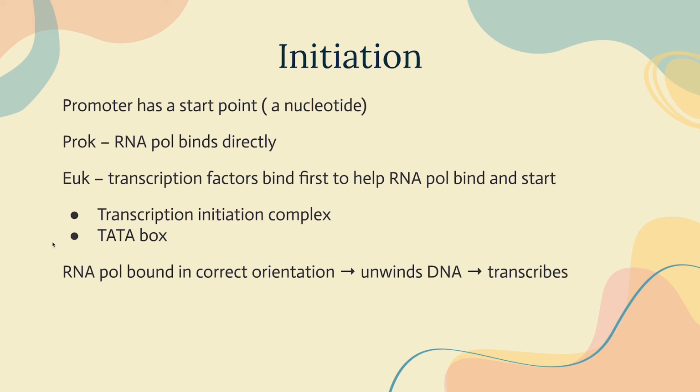Okay, so the first step is initiation. The promoter has what's called a start point, which is a nucleotide. In prokaryotes, RNA polymerase binds directly. However, in eukaryotes, it's more complicated. Transcription factors bind first, and then they help RNA polymerase bind, and then transcription starts. All of this makes a transcription initiation complex, and this happens in the TATA box, which is an area that has a bunch of T's and A's, which is why it's called the TATA box. Once the RNA polymerase is bound in the correct orientation, it unwinds the DNA and begins transcribing.